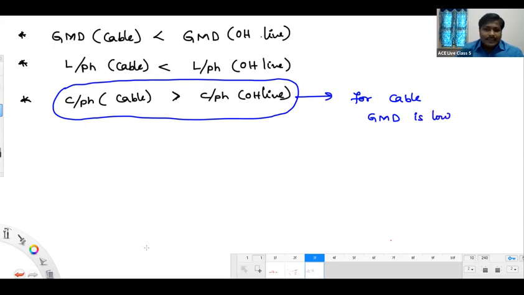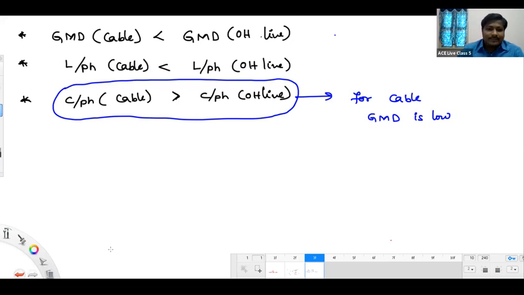For cable, I can say GMD is a low value. That's okay. Next thing, please listen. What's another reason to say capacitance is more for the cable? Anybody?